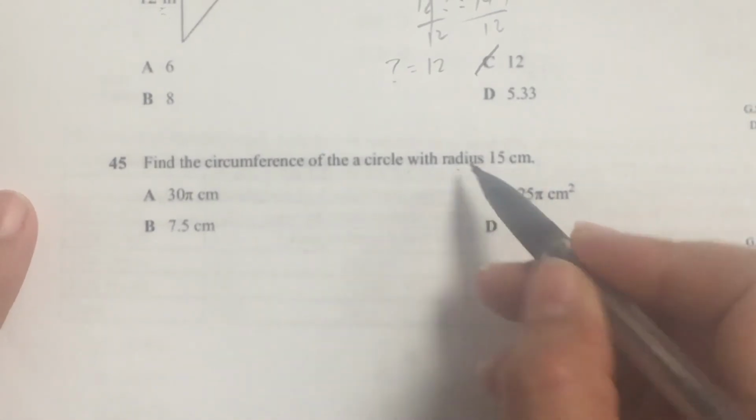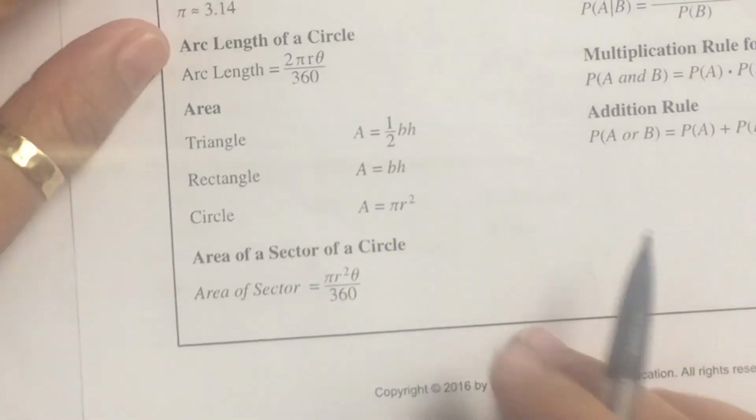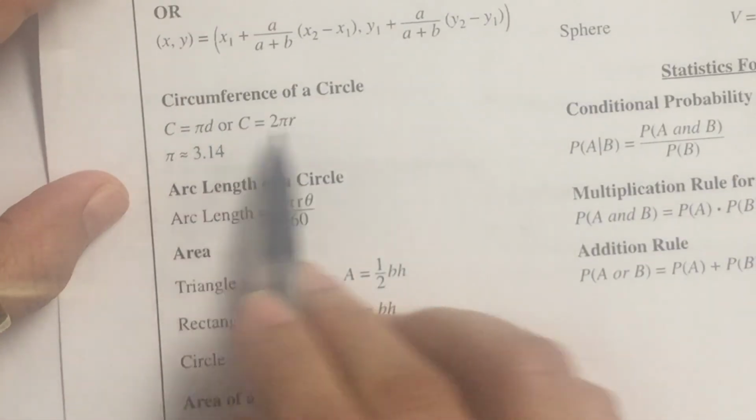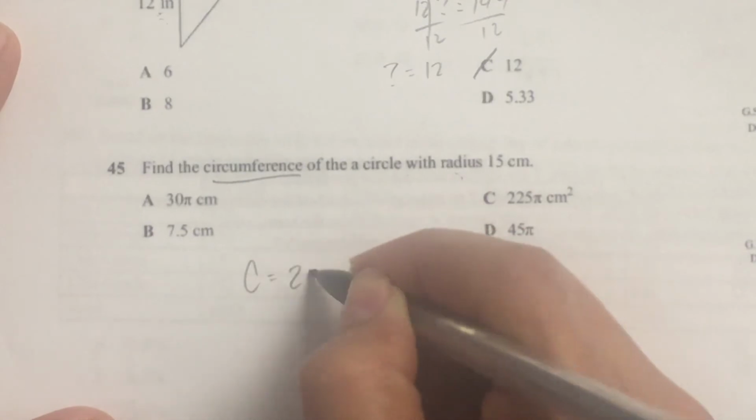Find the circumference of the circle. Circumference. So I need to go to my formula sheet and look for circumference. So circumference is these two formulas. Do they give me the diameter or the radius? They give me the radius. So I'm going to use 2 pi r. So circumference is 2 pi r.